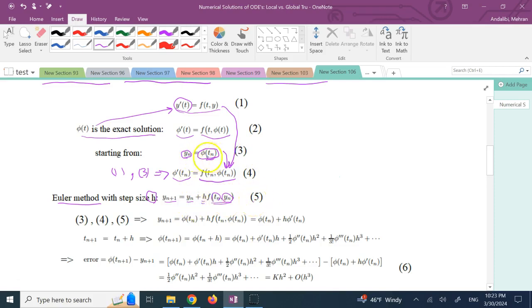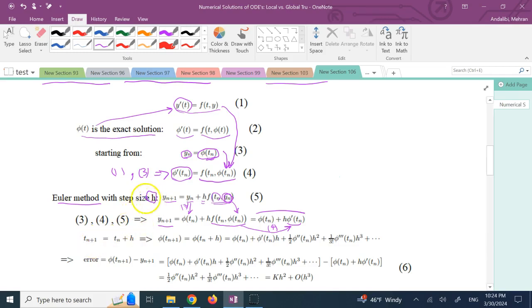So yn was phi of tau n, so I just plug it in directly from equation 3. Then f at tn and yn, again, yn is phi at tau n, so I just plug it in. And then remember that f at tn and phi n equals phi prime at tau n, right? So here, I replace that from equation 4. So now yn equals phi at tn plus h times phi prime at tn.